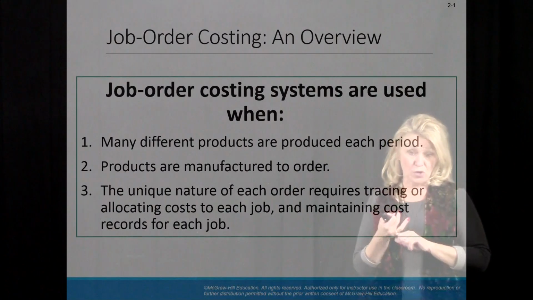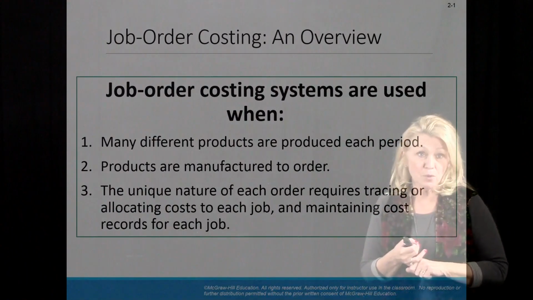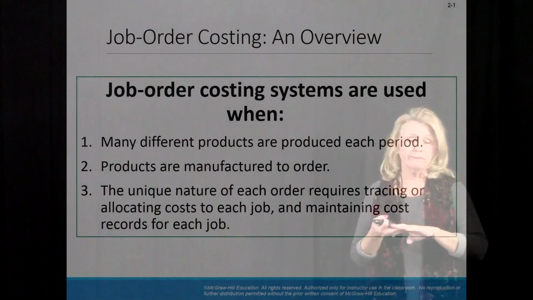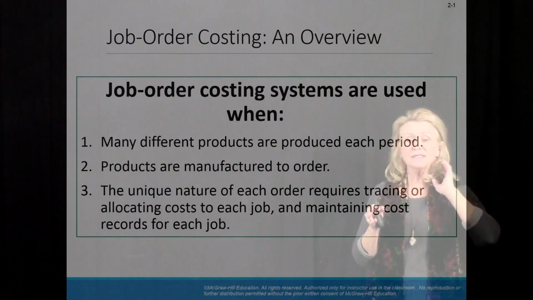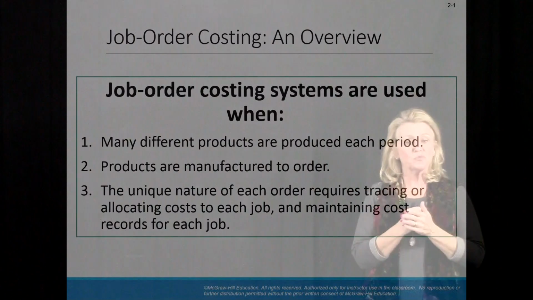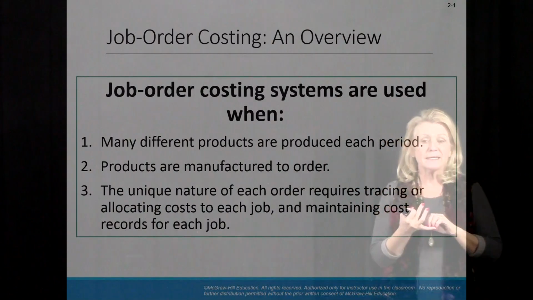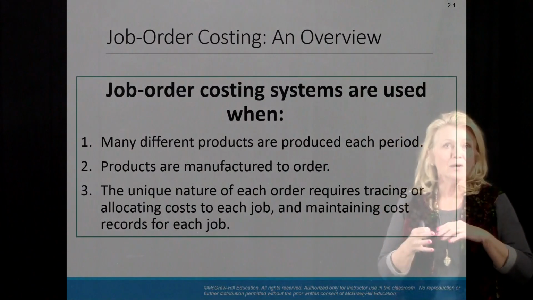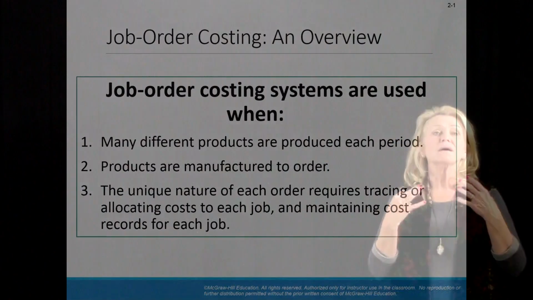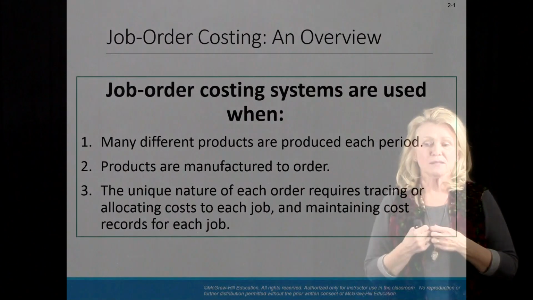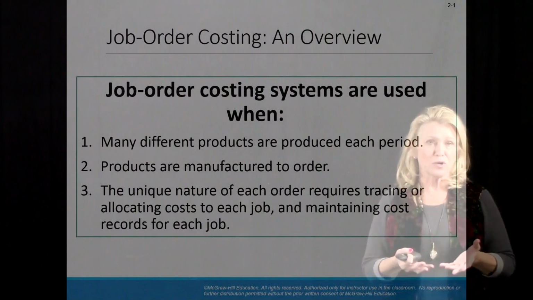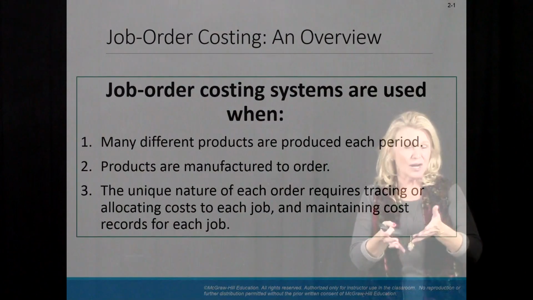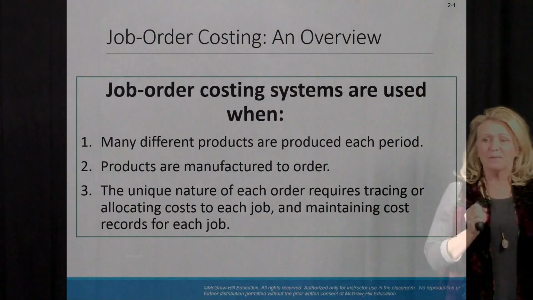Products are manufactured to order. If you are a shipbuilder or a car builder or a winemaker, you have to decide how much it costs to make each product. There is a reason that a Lamborghini costs more than a Ford Escort. More expensive products go into it, more labor goes into it. So when a product is manufactured to order, you have to know how much it costs in order to know how much to sell it for.